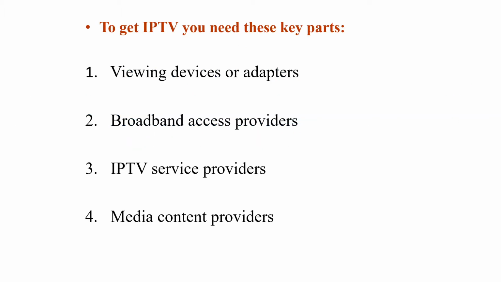Now, to get Internet Protocol Television, you need some key parts, which are explained as follows. The first is the viewing device or adapters. You cannot watch Internet Protocol content on your normal television, so you need a dedicated viewing device. The second is a broadband access provider. Third is the Internet Protocol television service provider, and fourth is the media content provider. These are the basic needs when dealing with Internet Protocol television.